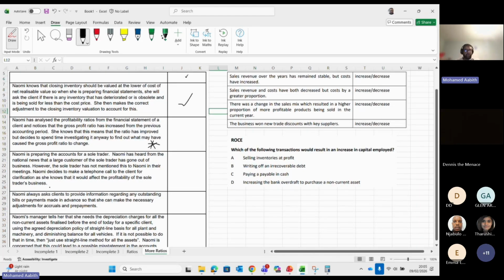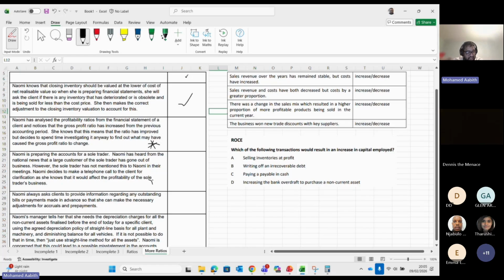So what we need to do here is consider making a phone call to the client for clarification, as she knows, of course, we're going to have a profitability issue there, because otherwise you have to write it off as an irrecoverable debt. What will happen to my profit? My profit is going to get hit. So I think that might be a really good option about that one.